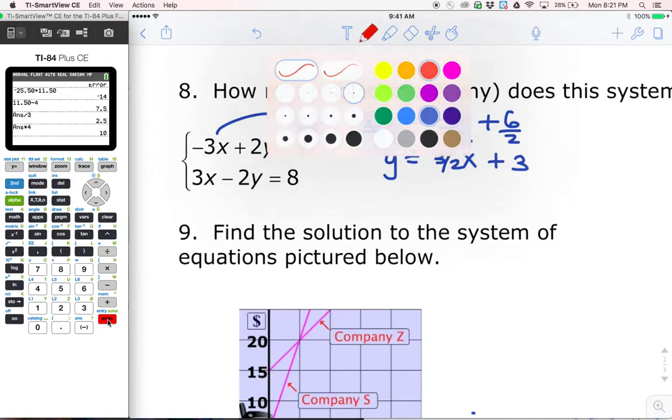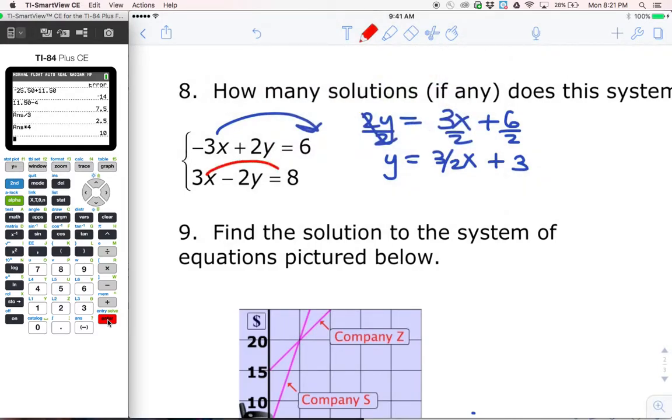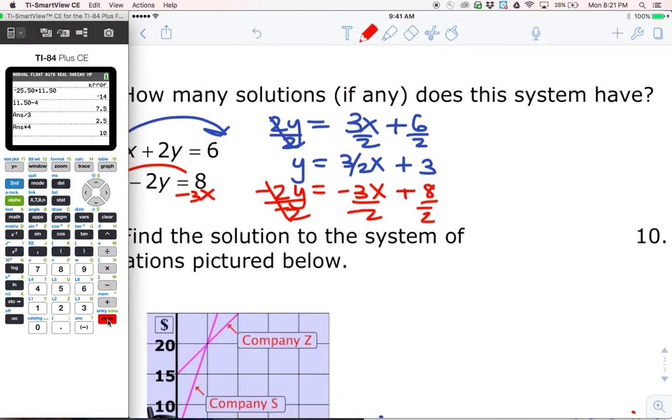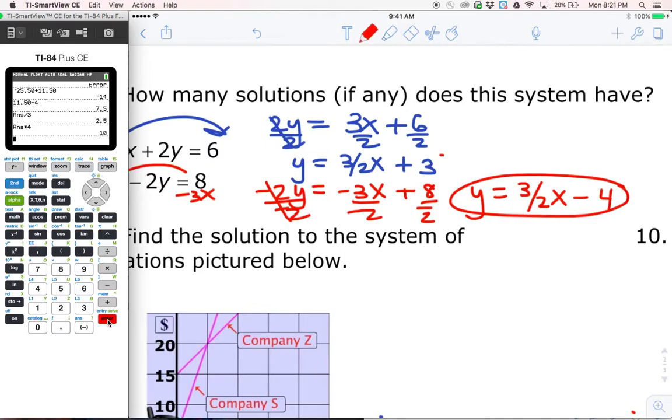Do the same thing with this other equation. Move the 3 to the other side. We've got a minus 3x, so we've got negative 2y equals negative 3x plus 8. Divide out that negative 2, and we've got y equals positive 3 over 2x minus 4. So these are our two equations.